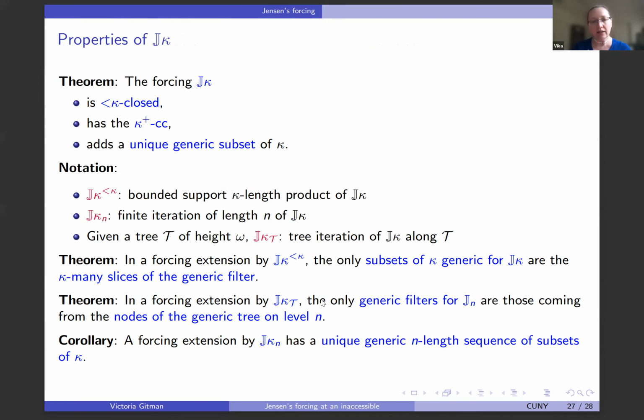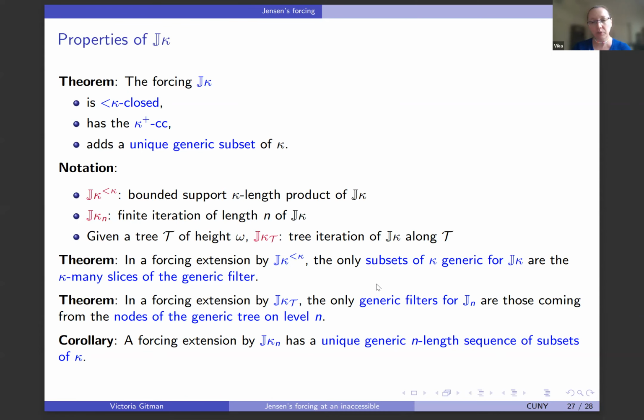We get the unique generics property for bounded support kappa length product. So if you force with the bounded support kappa length product of the generalized Jensen's forcing, then the only generics for it are the ones coming from the slices of the generic filter, the kappa many slices.